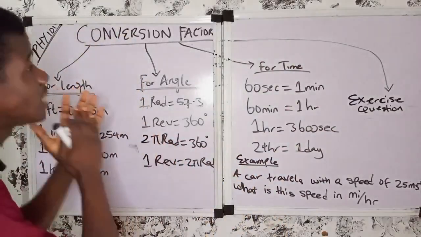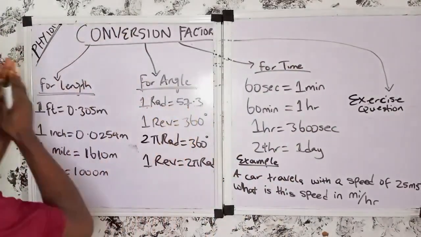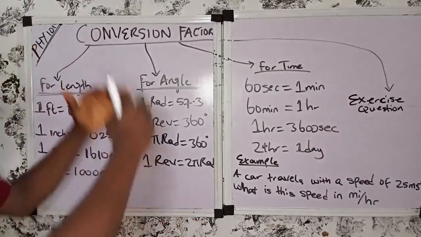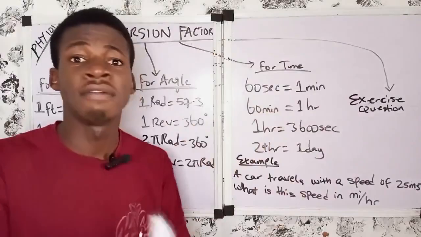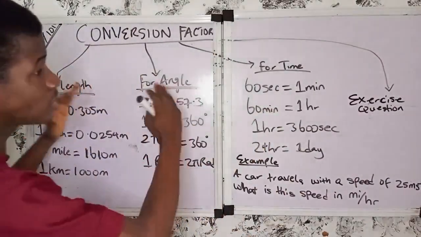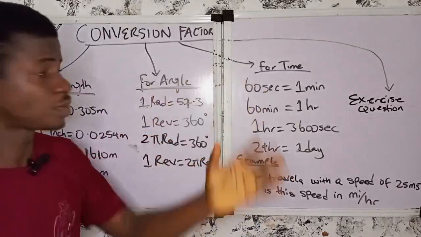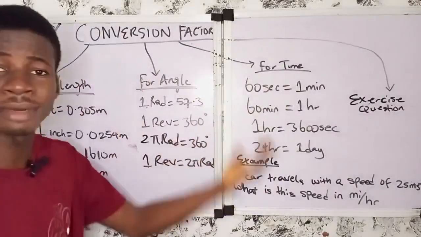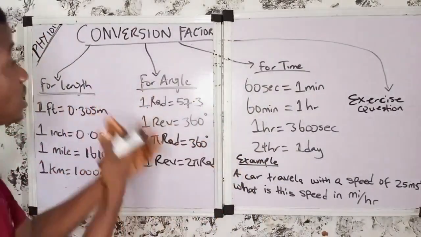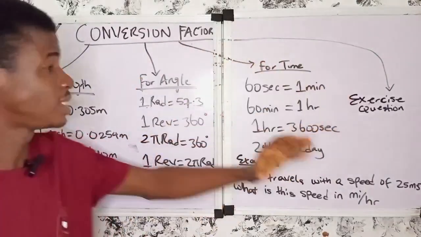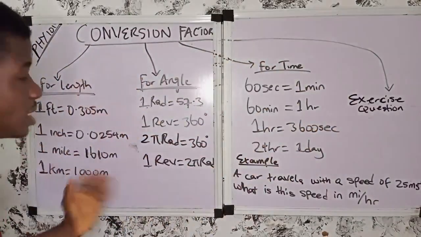Now, there are different types of conversion factors. We have conversion factors for length, for angle, for time, for mass, for area, for volume. But you usually see questions from these three: for length, for angle, for time, right? Because you usually see questions from this part, that is why I didn't include the rest, because this part is very necessary.